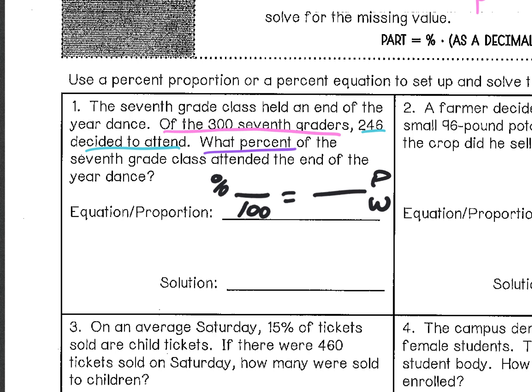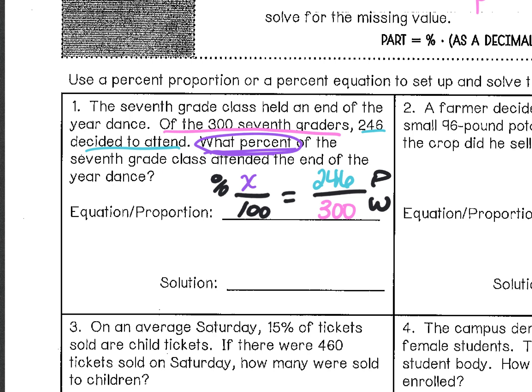So start with the parts that you have. Of the 300 7th graders, you got to decide if that's part or whole. Well, 300 is the whole group of 7th graders. But part of them, only 246 attended the dance. And then when you have a leftover space, that's where you're going to put your X, because that's the percent, and it's a percent spot. The leftover space is where your X goes. You can pick a different letter, but I generally use X.